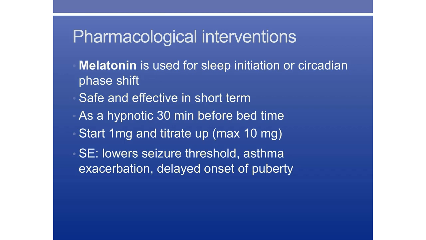Melatonin, which many people call vitamin M because it's so widely used, has two properties used by sleep specialists. One is hypnotic effect, and the other is shift in circadian phase. As a hypnotic, it is given 30 minutes prior to bed. Most recommendations are to start with 1 milligram and titrate up every 5 to 7 days in children with ADHD, neurobehavioral issues, neurodevelopmental issues, autism. The maximum dose may be up to 10 milligrams.